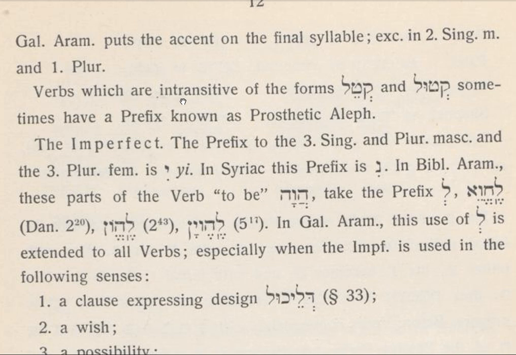Verbs which are intransitive of the forms ketel and ketul sometimes have a prefix known as the prosthetic aleph. The imperfect. The prefix to the third person singular and plural masculine and the third person plural feminine is ye. In Syriac, this prefix is ni.